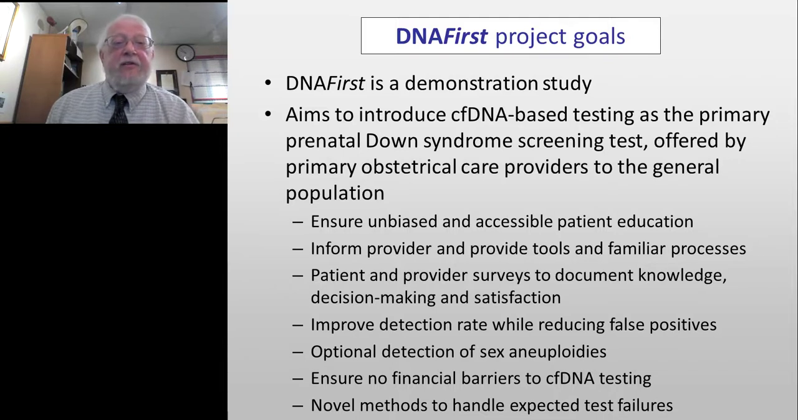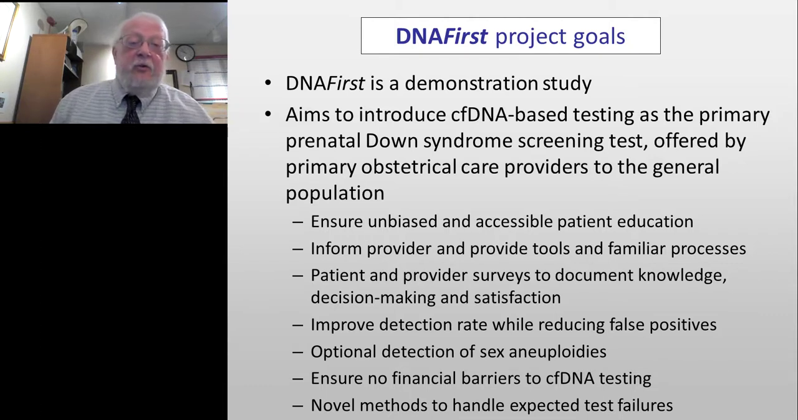The aims of the study, it's a demonstration project, mainly having to do with clinical utility. We weren't really testing, does the test work? We were really testing, can we introduce this test with the primary obstetrical care providers doing the initial counseling.